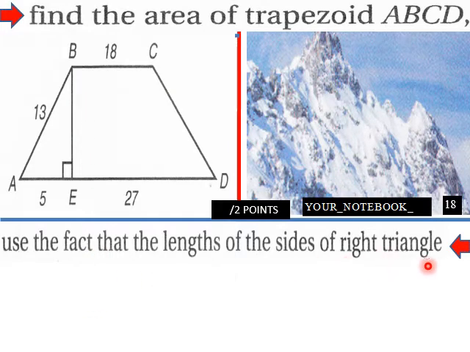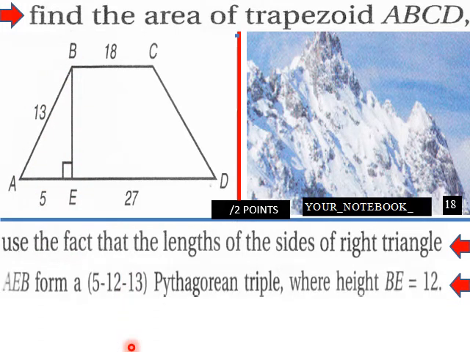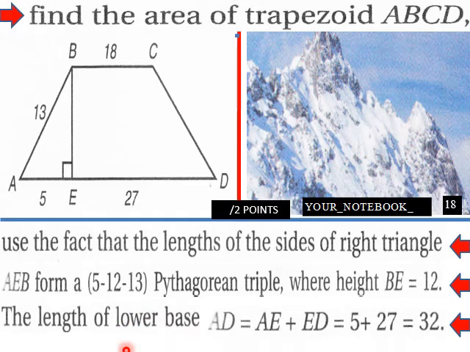Use the fact that the lengths of the sides of the right triangle, we have this here, 13 and 5, and we don't know what that is yet, form a 5, 12, 13 Pythagorean triple where the height is 12. The length of the lower base AD is equal to AE plus ED, which equals 5 plus 27 equals 32.